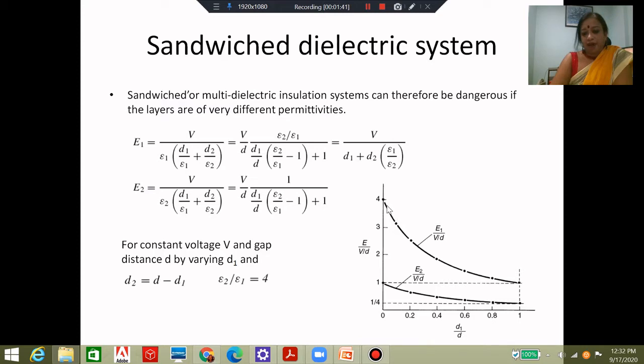Here I have a graph which shows the electric field divided by V by D. V by D is what you would have if it was the uniform field, the mean field. So this is the Schwaiger factor. It shows how the Schwaiger factor varies as D1 changes as a fraction of the total distance. The Schwaiger factor across material 1 and across material 2 changes in this manner as D1 increases.